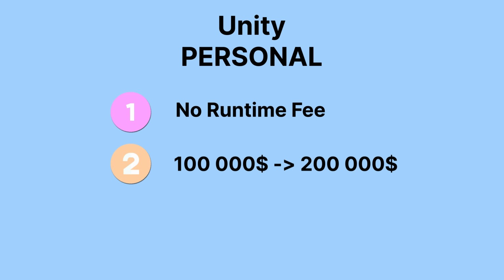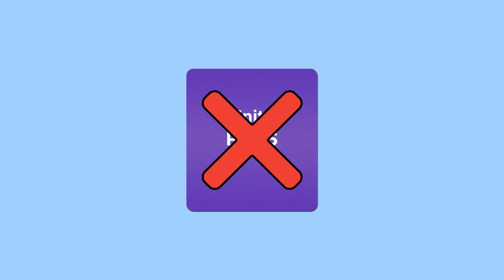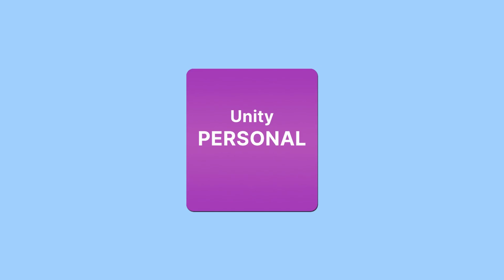Alright, so let's start first with the changes to Unity Personal. 1. Unity Personal will not be affected by the new runtime fee. 2. The revenue threshold to be able to stay in this plan goes from $100,000 to $200,000. 3. The Made with Unity splash screen is optional, starting from the next LTS version. Unity is still removing Unity Plus, but most of the benefits from Plus are now integrated into Unity Personal.